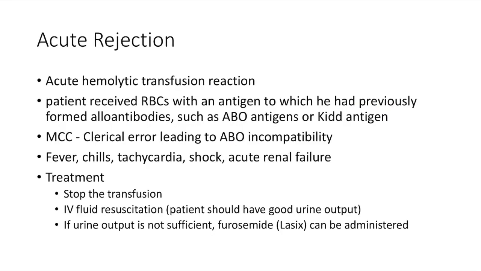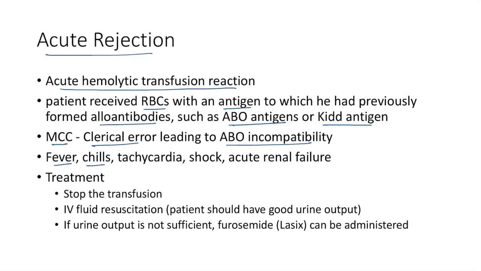Now let us see about acute rejection. It is also known as acute hemolytic transfusion reaction. In this case, the patient received RBCs with an antigen to which he had previously formed alloantibodies such as ABO antigens or Kidd antigen. The most common cause of acute rejection is clerical error leading to ABO incompatibility. The clinical features of acute rejection are fever, chills, tachycardia, shock, and acute renal failure.